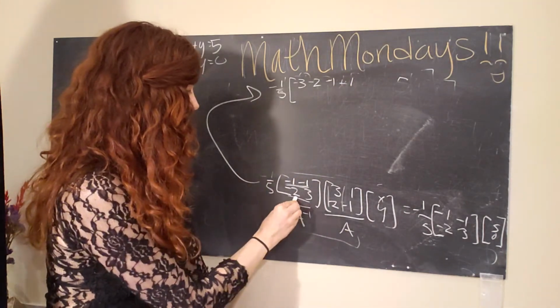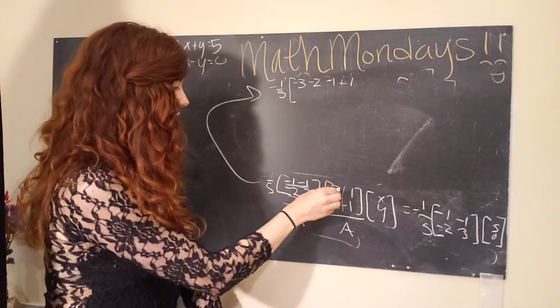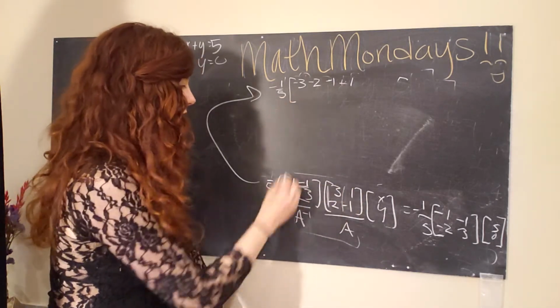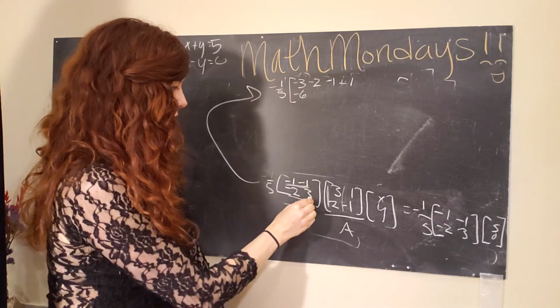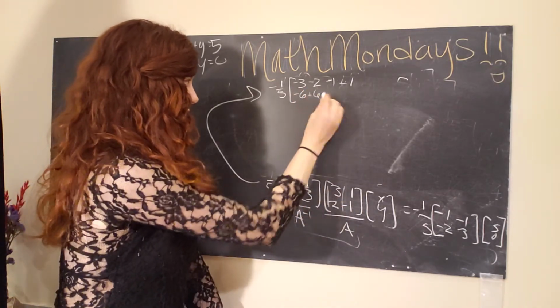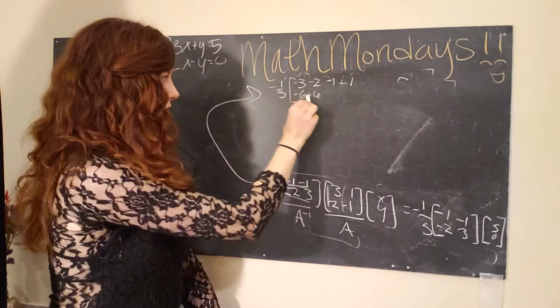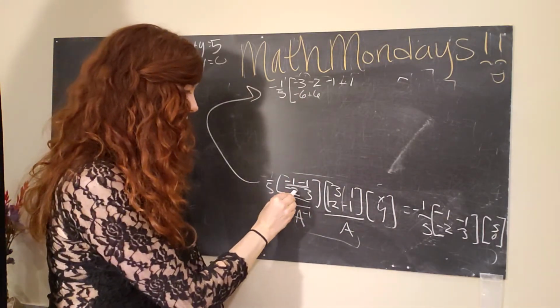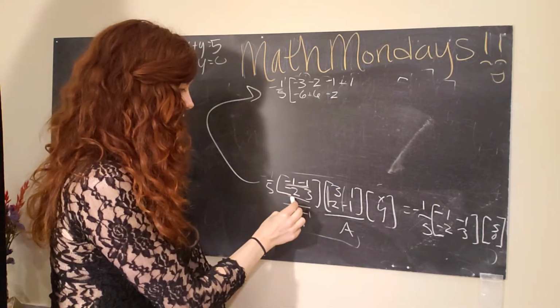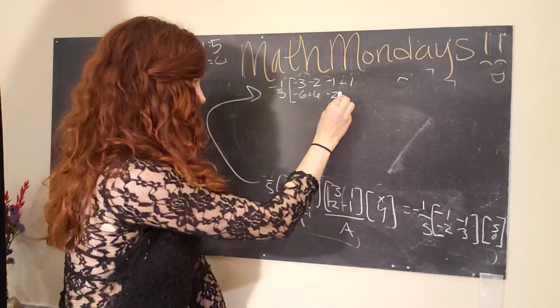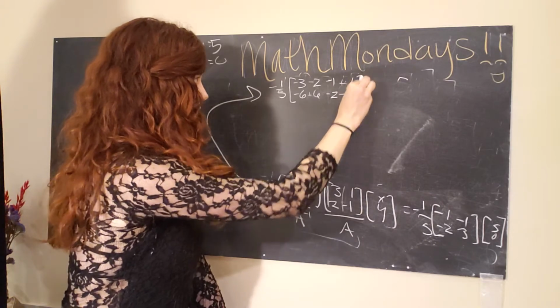Okay, and now we do the second row times the first column. So -2 times 3 is -6, plus 3 times 2 is 6. Huzzah! That's a good thing. We'll get a 0 here. And then -2 times 1 is -2. And 3 times -1 is -3.